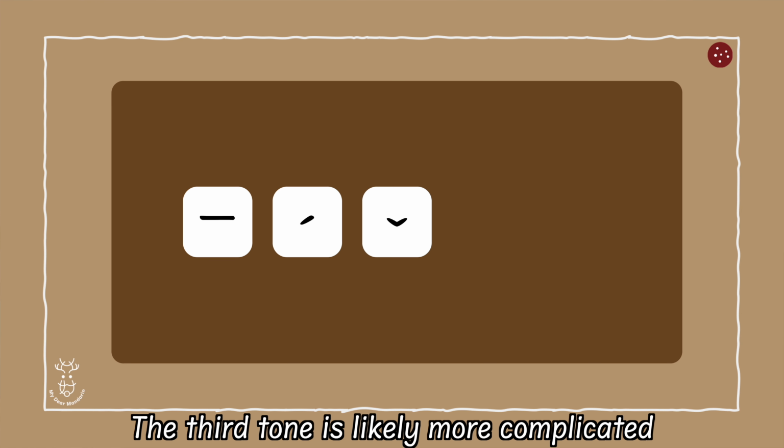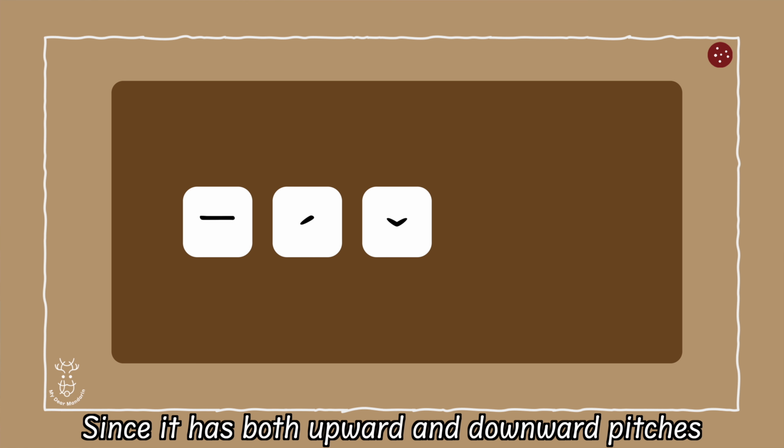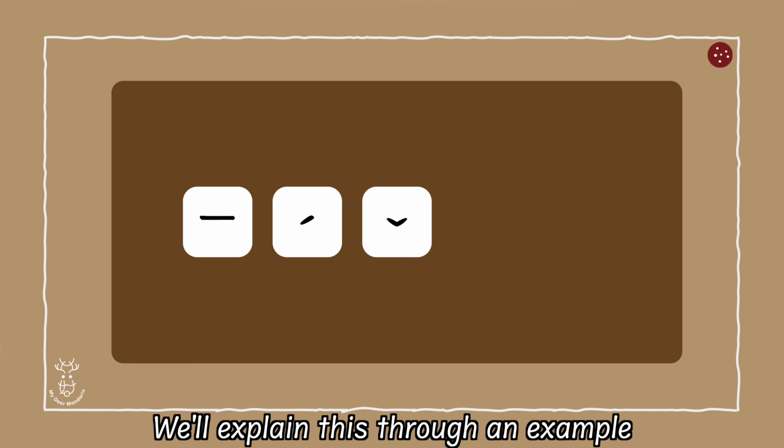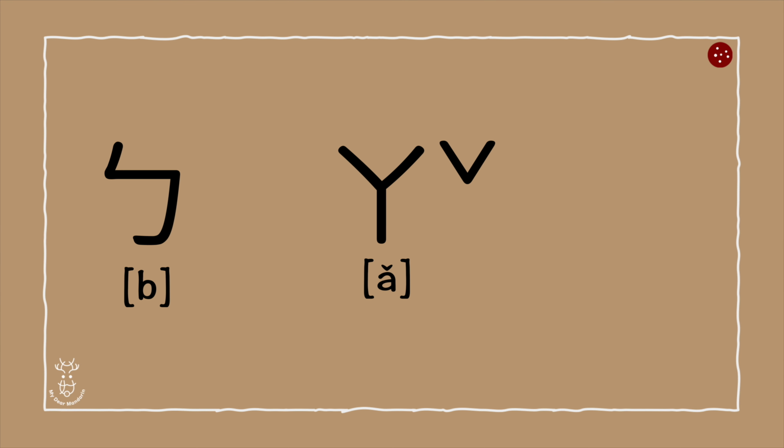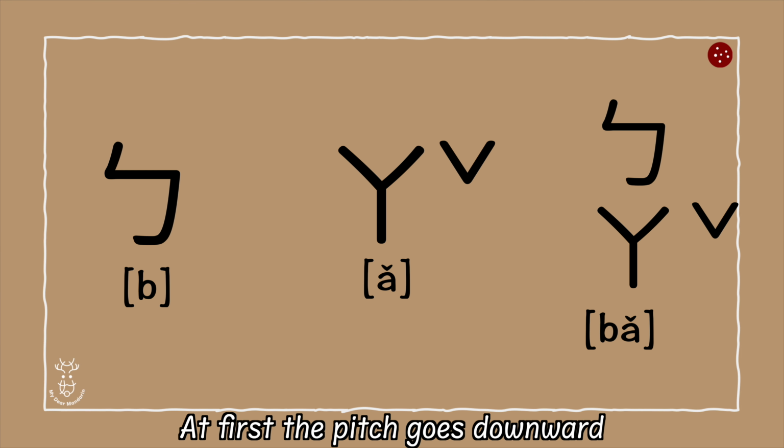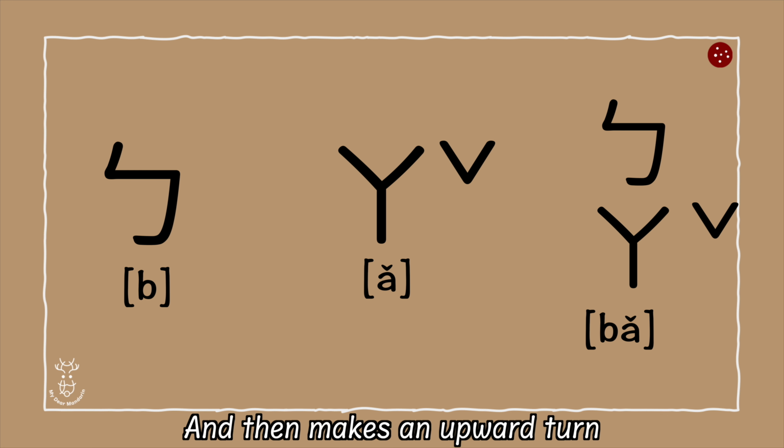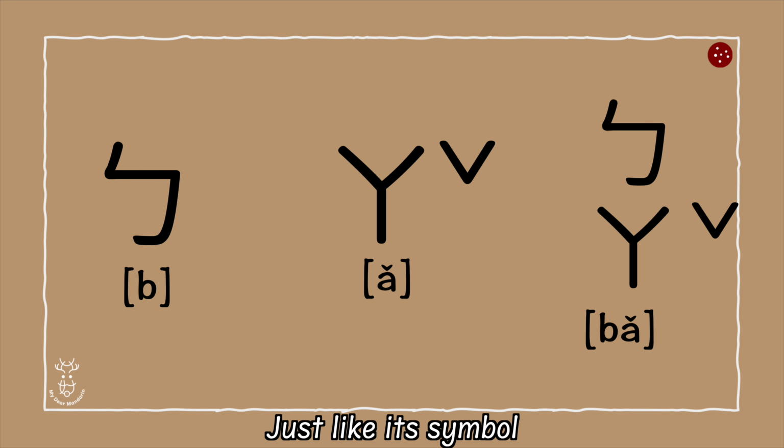The third tone is slightly more complicated since it has both upward and downward pitches in the same tone. We'll explain this through an example. B, A, Ba. At first, the pitch goes downward and then makes an upward turn just like its symbol.